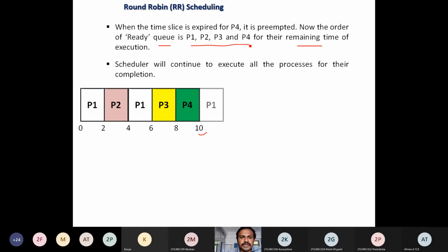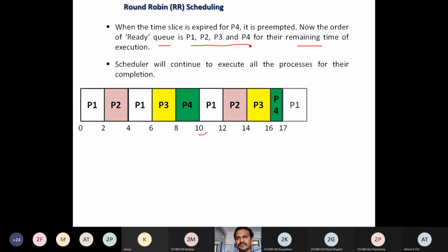How? It will be like this. After P4, P1. After P1, P2. After P2, P3. After P3, P4. If anything is left, once again the round robin loop will continue: after P4, P1 is there; after P1, P2 once again; after P2, P3. Because what is the overall time period? The execution time for each process.